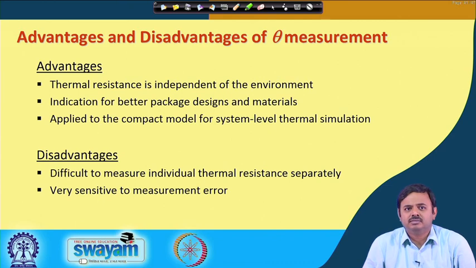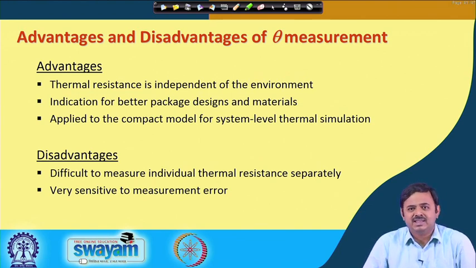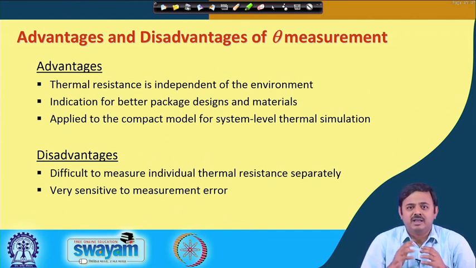So, there are certain disadvantages, but all said and done, theta JC, theta CA, theta JA, theta JS, these are widely used parameters in the electronics packaging industry. Practicing engineers use them day in and day out.